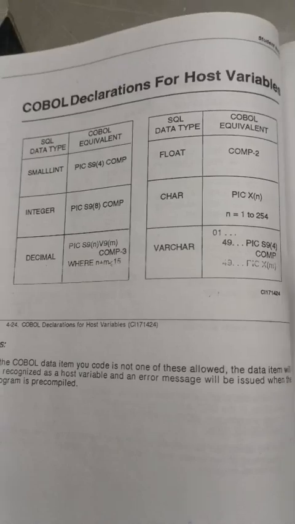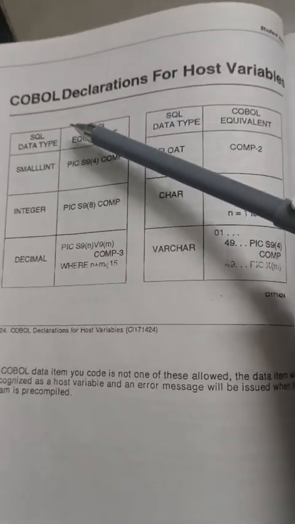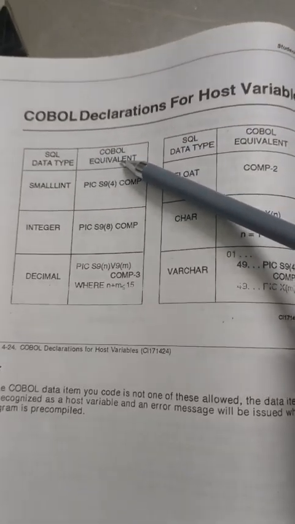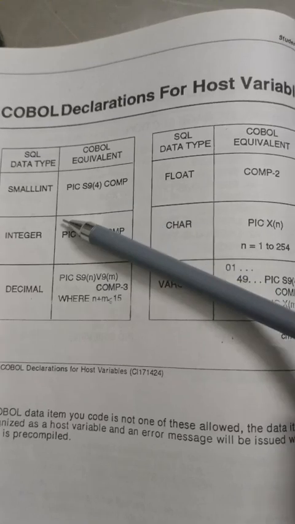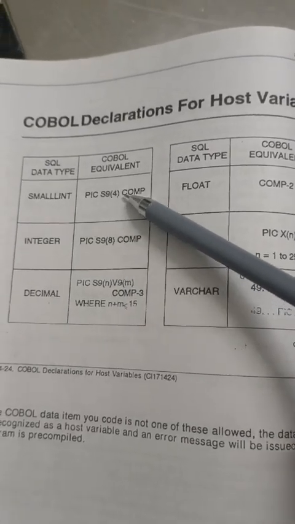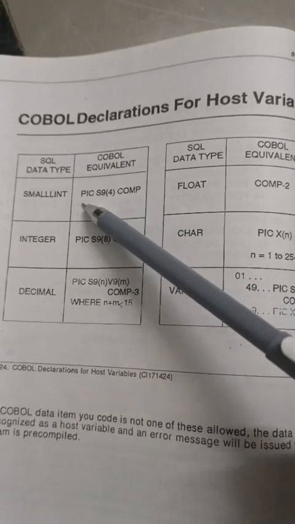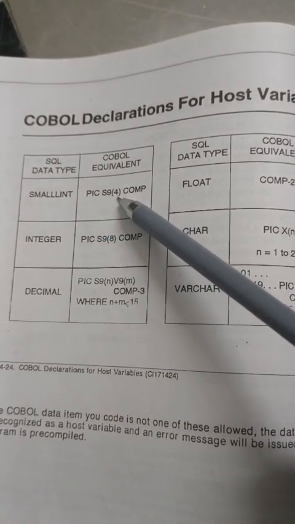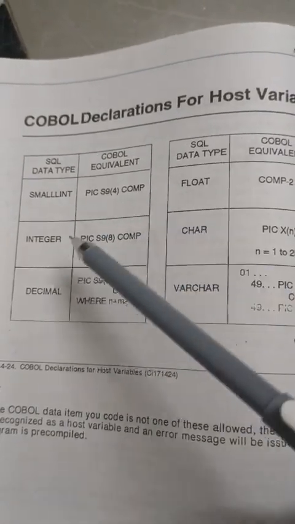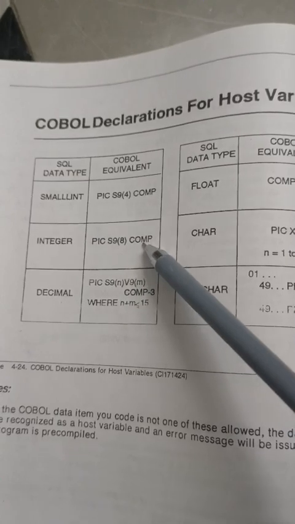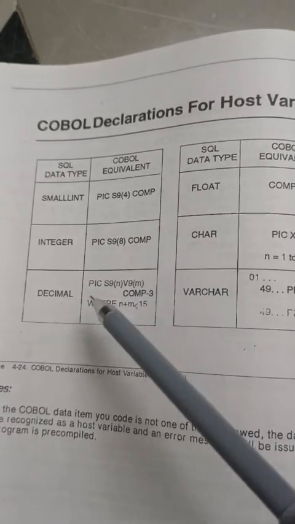You can see some formulas for how the SQL data types map to their COBOL equivalents. SMALLINT contains S9(4) COMP, and INTEGER has S9(8) COMP. S9(4) COMP means SMALLINT, which is 2 bytes. Here INTEGER S9(8) COMP means 4 bytes.